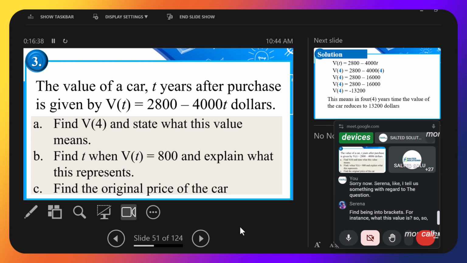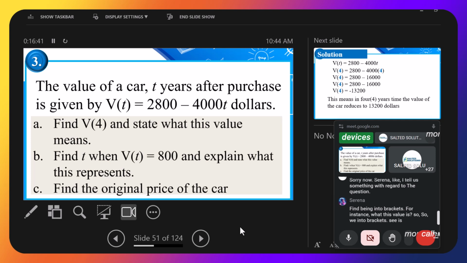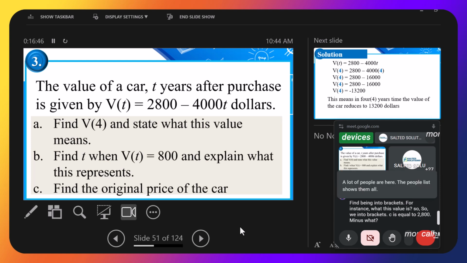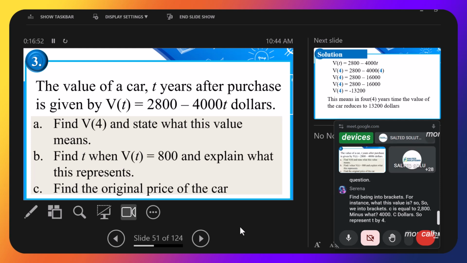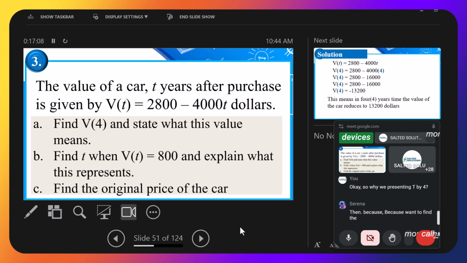So V into bracket T is equal to 2,800 minus 4,000 T dollars. So represent T by 4. Okay, so why are we then representing t by 4? Because we want to find the value of the car in 4 years. Okay, so I think that is what she was asking about, and I just wanted to push you some more.